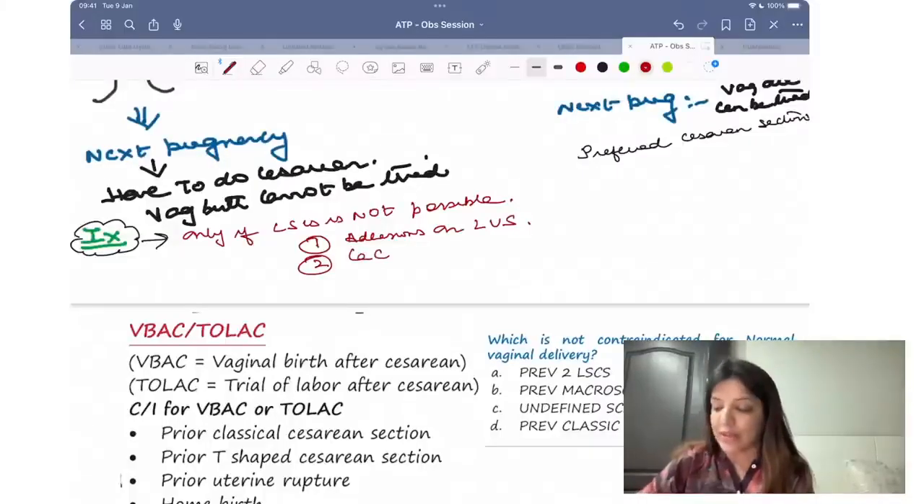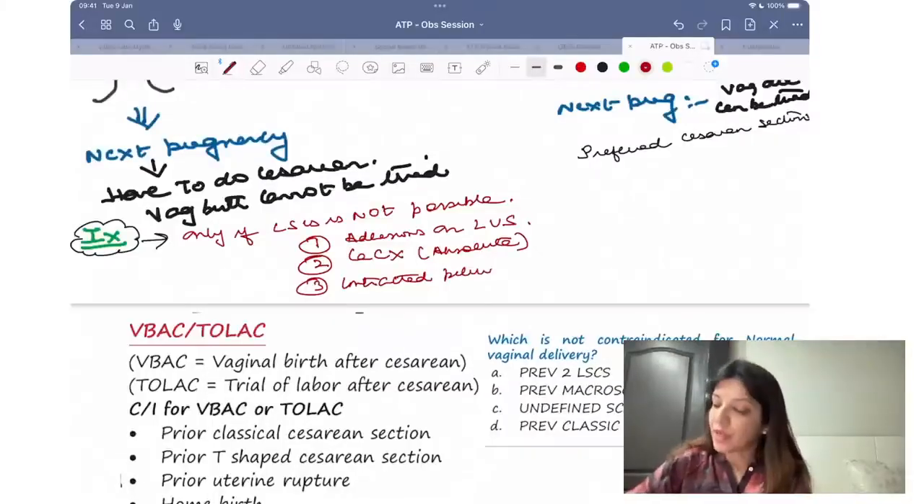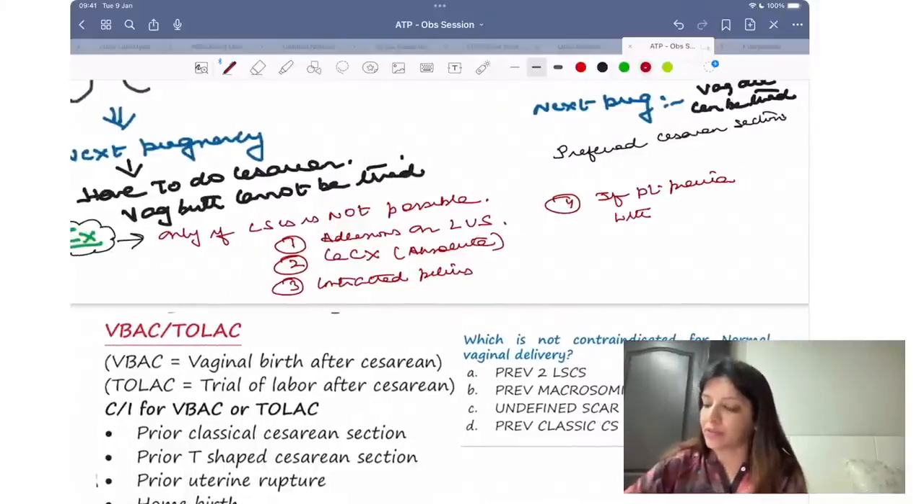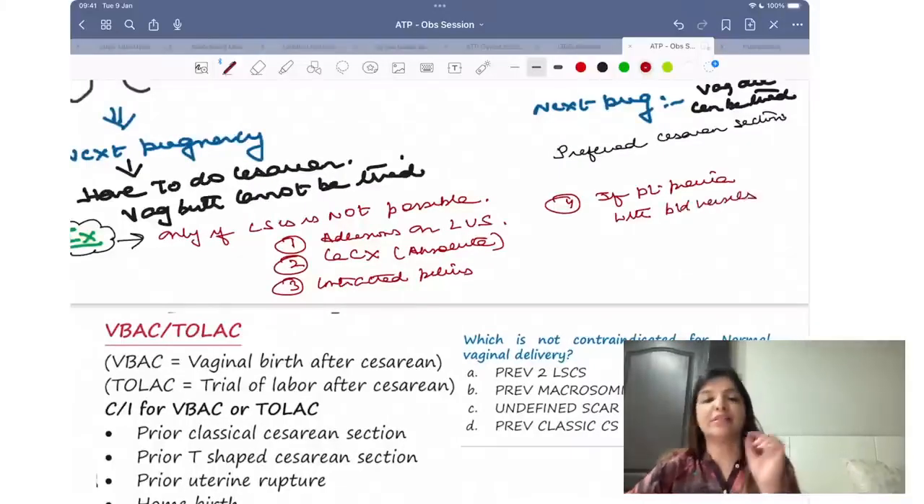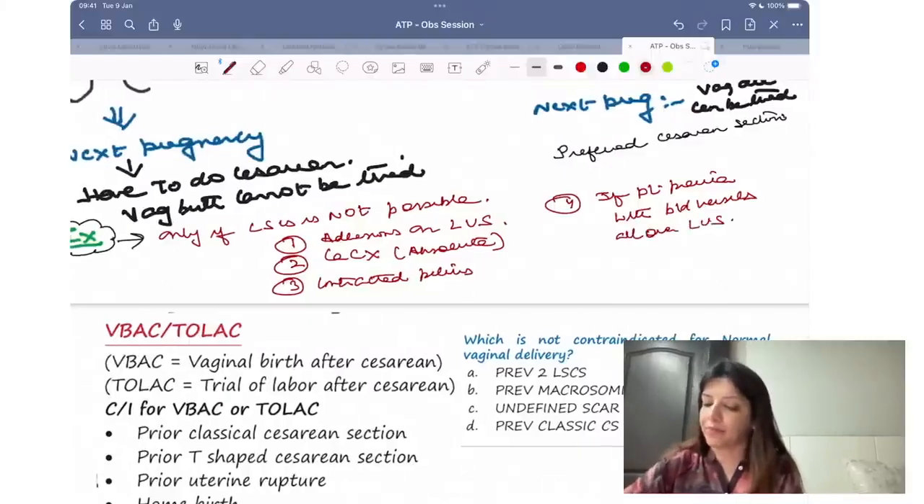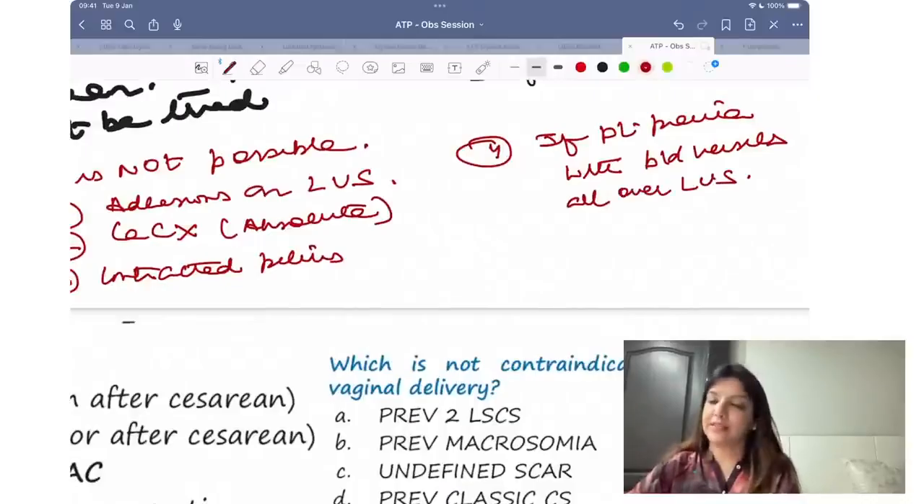Number 2, in case of cancer cervix, which is an absolute indication. Number 3, if it is a very contracted pelvis and you are not able to reach the lower segment. Number 4, if it is a placenta previa with blood vessels lying all over the lower segment. All these are relative ones. The absolute one was cancer cervix.